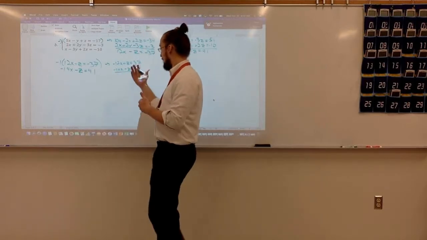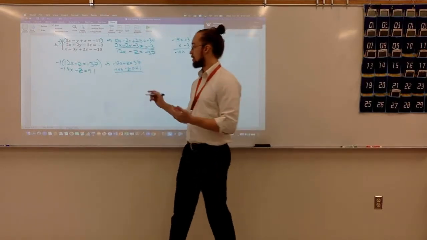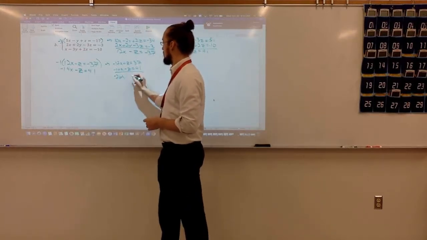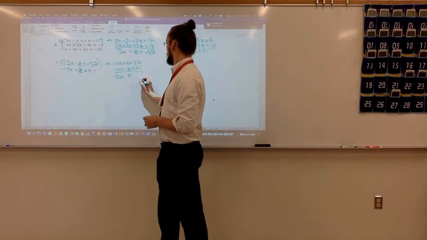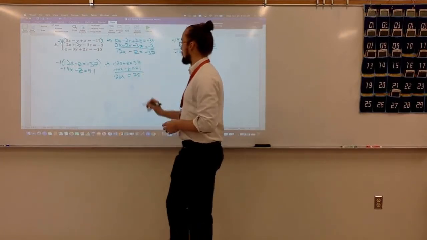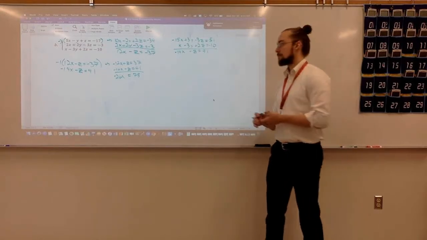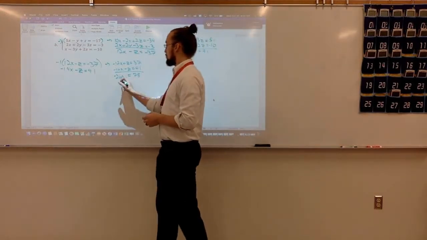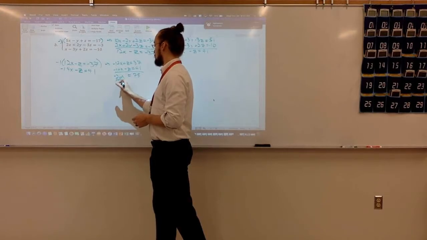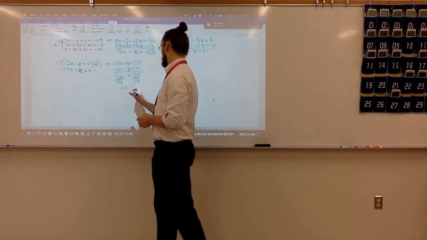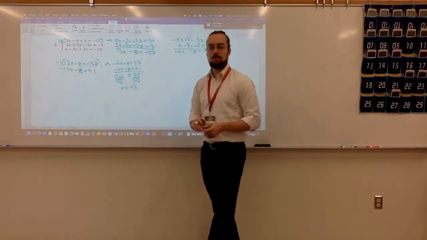So now I can add these two together. -26x. The z is canceled. And 37 and 41 is 78. Divide both sides by -26. That gets me -3.